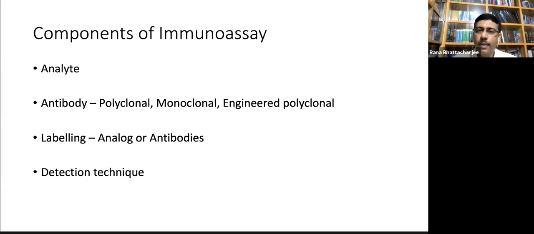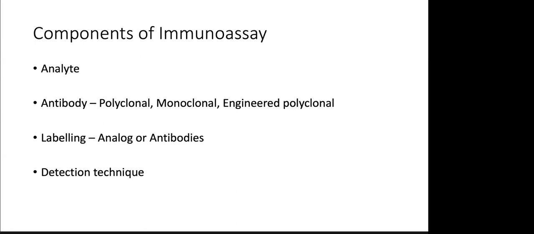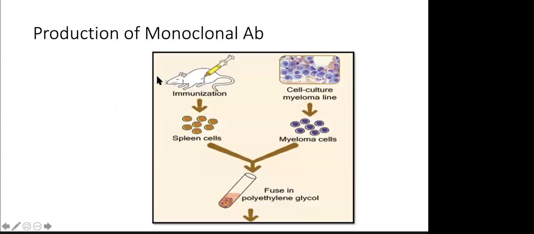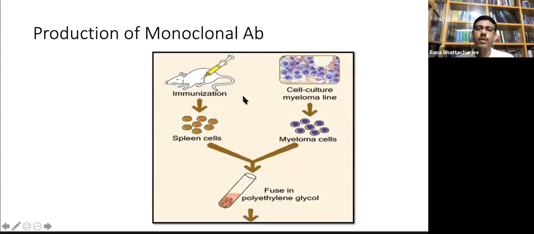But the problem is the yield of this is very small. So we need a large amount of antibodies to run so many laboratories worldwide. So for that, the monoclonal antibody system has been developed. This is the way the monoclonal antibody is formed. This is important when we discuss some interaction like anti-animal antibodies.